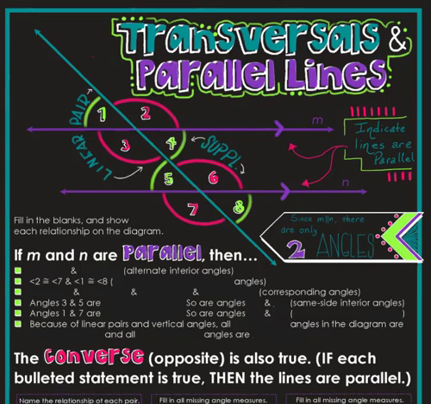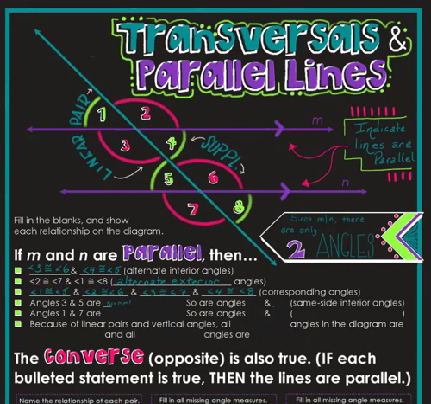If M and N are parallel, then angle 3 is congruent to angle 6, and angle 4 is congruent to angle 5 because they're alternate interior angles. Angle 2 is congruent to angle 7, and angle 1 is congruent to angle 8 because they are alternate exterior angles. Angle 1 is congruent to angle 5, and angle 2 is congruent to angle 6, and angle 3 is congruent to angle 7, and angle 4 is congruent to angle 8 because they are corresponding angles.